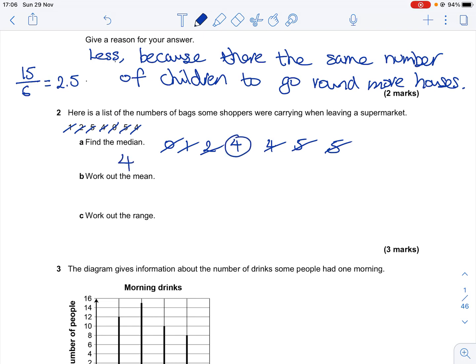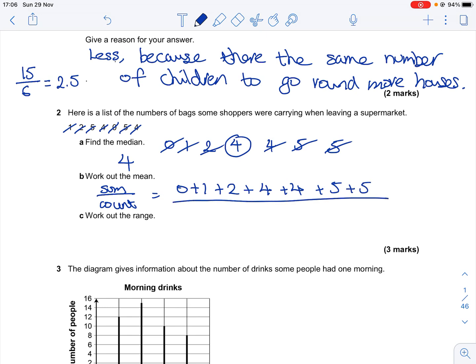Work out the mean. Again, mean is the sum divided by count. So we're just going to add them up. So 0 plus 1 plus 2 plus 4 plus 4 plus 5 plus 5 divided by the count. So we're going to count them. 1, 2, 3, 4, 5, 6, 7. 7.